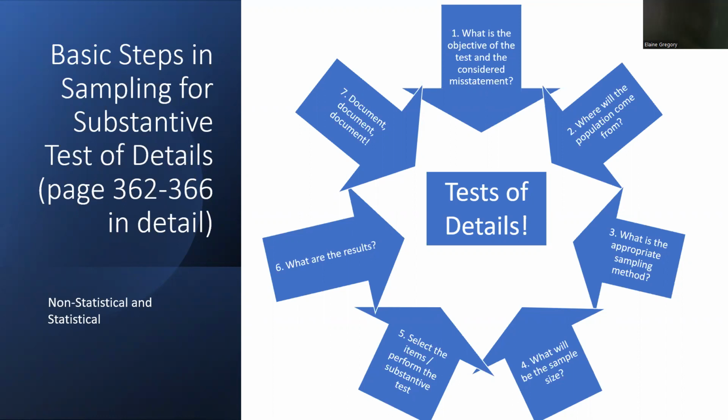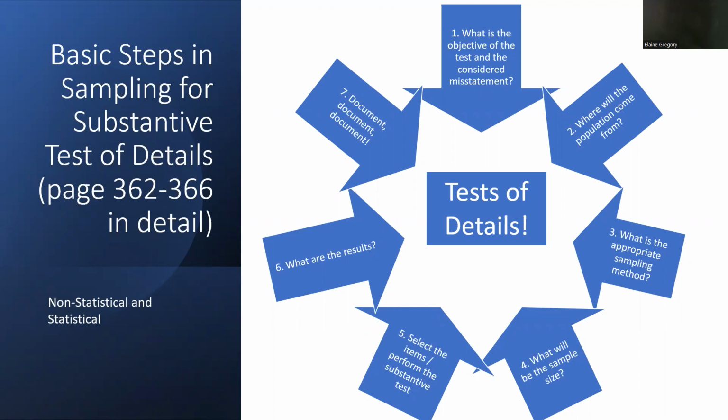Step 2, where will the population come from? Perhaps it will be all of the invoices for accounts payable during the fiscal year of 2020 or 2021. Third, what is the appropriate sampling method? Which method are we going to use to sample? Fourth, what will the sample size be?